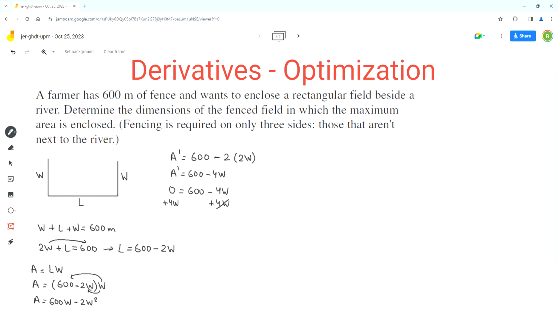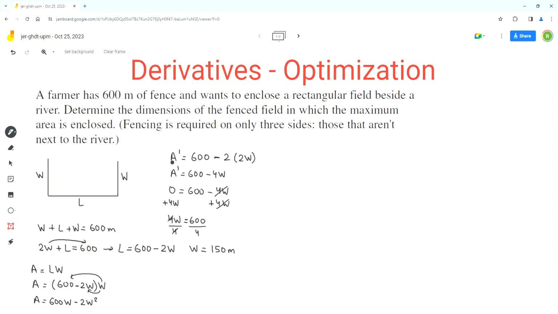So the 4W's on the right side will cancel each other out. So we get 4W equals 600. And now we can isolate W by dividing both sides by 4. So the 4's on the left side will cancel each other out. And we got W equals, so 600 divided by 4 is equal to 150. And the unit of 150 will be meters. So this is the W value at which the tangent to this area function is horizontal.